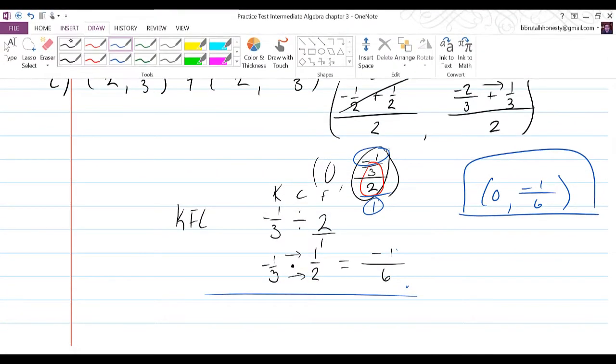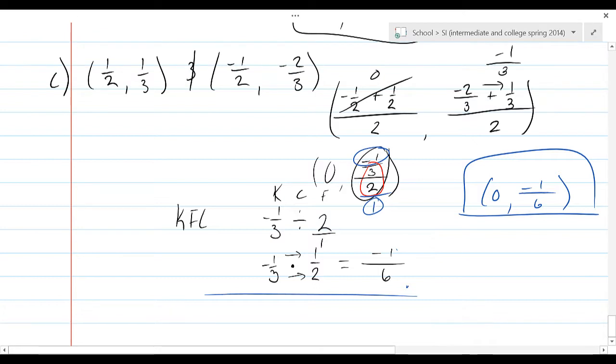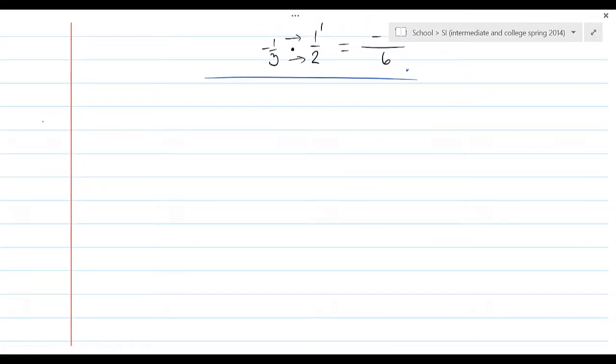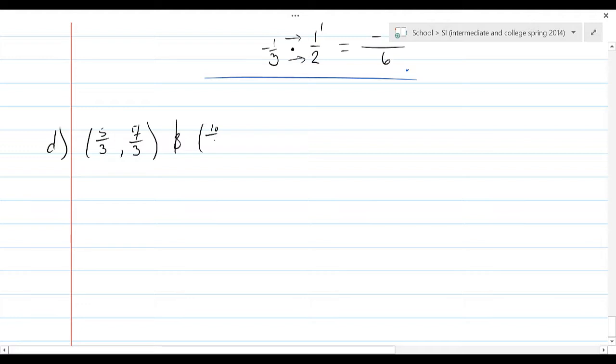Let's go ahead and start part D. That one looks challenging. We've got 5 over 3, 7 over 3, and 10 over 6, 14 over 6. Interesting. Well, let's just go ahead and plug it right into the formula.